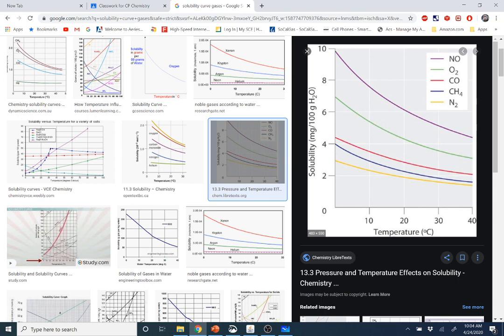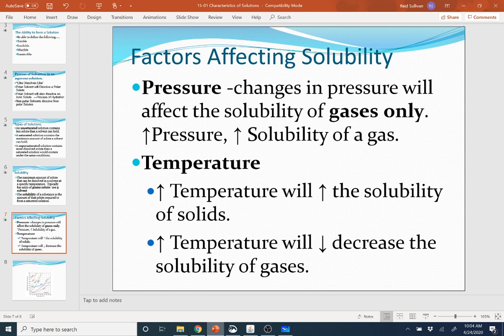But as soon as we get to room temperature, we've gone down to 4. So there's a lot less oxygen in the water as the temperature increases. And eventually you'll have gotten the temperature so hot that it just can't hold the oxygen at all. So those are the two main factors when it comes to solubility: temperature and pressure. Pressure only affects gases, and temperature affects everything, solids and liquids positively, gases negatively.